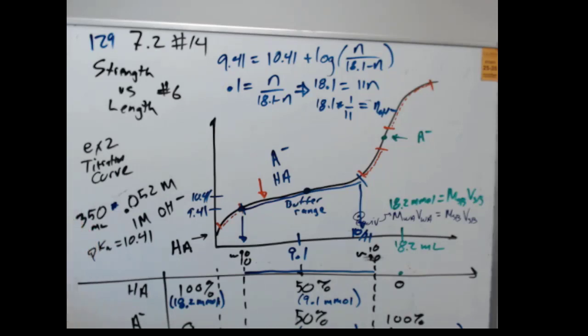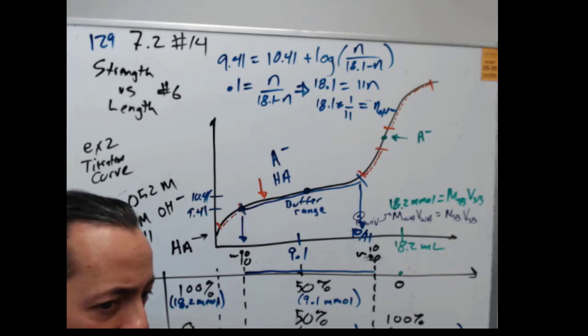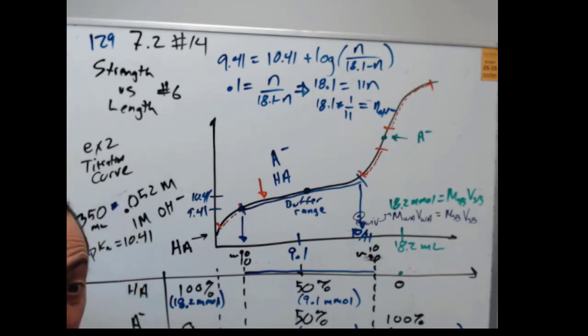We see patterns in the periodic table. We see patterns in the types of reactions. We see patterns in the stoichiometry. We see patterns in the buffers, in the titrations, in the buffer capacity.